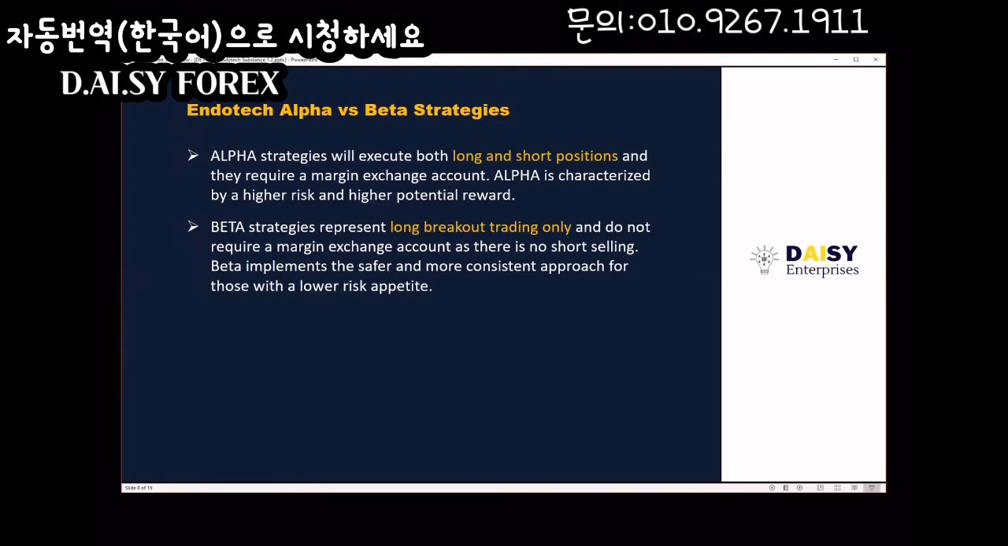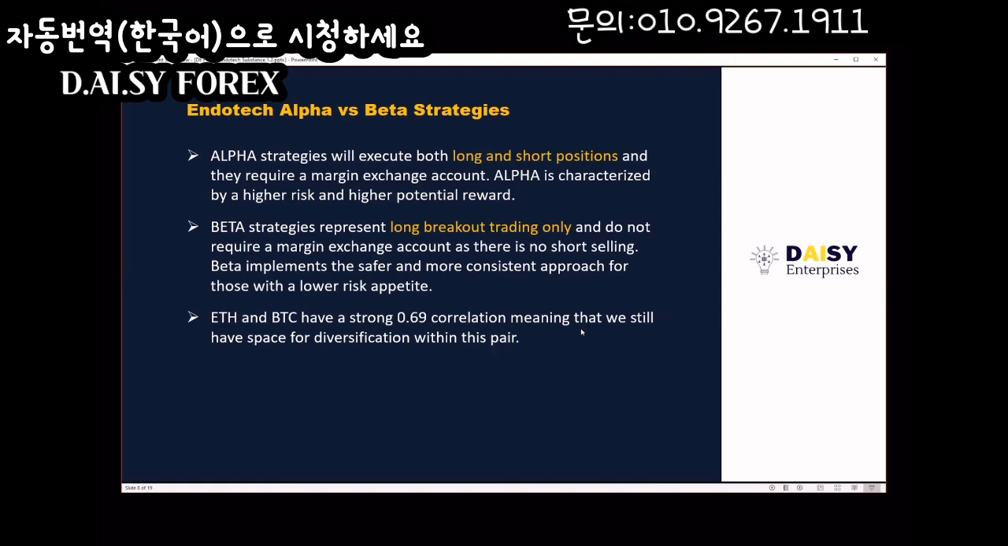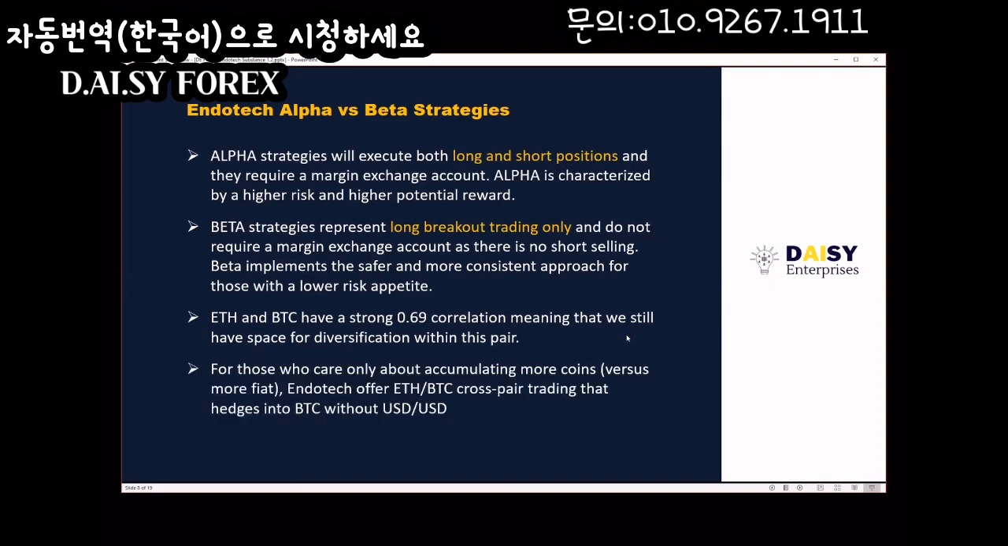Better strategies, however, represent a long-term breakout trading strategy only and do not require a margin exchange account, as there is no short selling and no leverage. Better implements a safer, more consistent approach for those with a lower risk appetite. But I want you to study these things so you understand them. One of the strategies, because ETH and BTC have a strong 0.69 correlation, there is room for them to create value increase using this pair. So they do have one strategy currently that trades just between ETH and Bitcoin for the increase in value. For those who care only about accumulating more coins versus more fiat, ENDOTECH does offer an ETH-BTC cross-pair trading that hedges into BTC without a USD component.